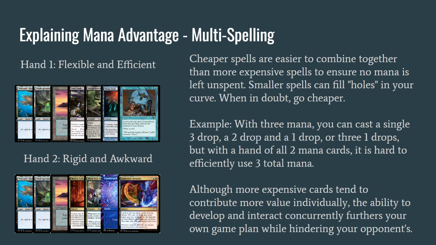And Expressive Iteration, even though it is a 2-drop, is better on turn 3 because you want to be able to maximize the ability to get a land off of it and make it a card advantage spell instead of card selection.